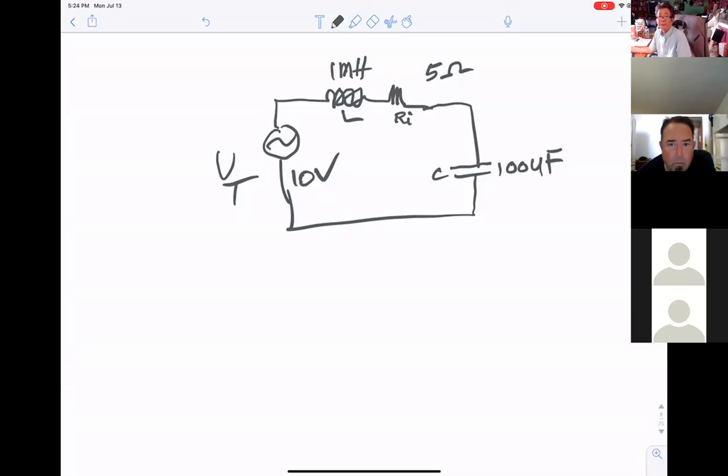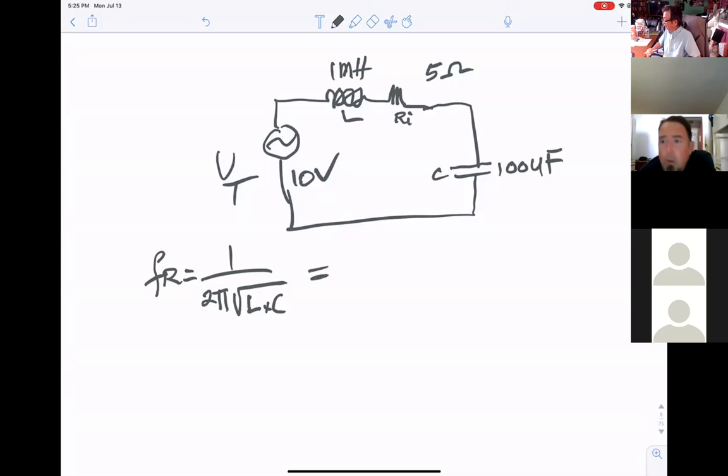The formula to calculate the resonance looks like 1 over 2 pi times the square root of LC. I'm just looking up the formula. Yeah, this is the formula: 1 over 2 pi square root of LC. So who can calculate Fr and tell me what the value is?